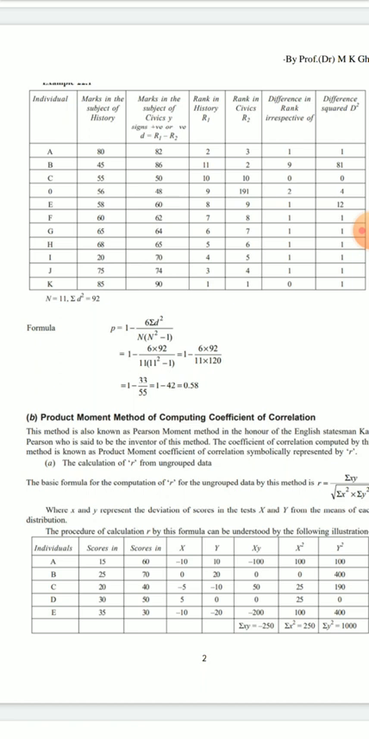On calculating and removing the root, you finally get minus 250 by 500. So, minus 250 by 500 is equal to minus 1 by 2, which is equal to minus 0.5. So through this method you can calculate the value of r using the Karl Pearson theory.